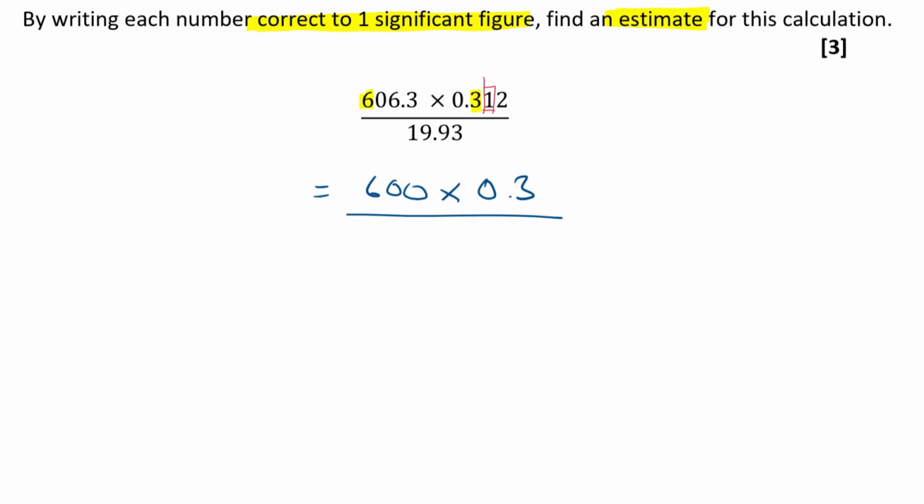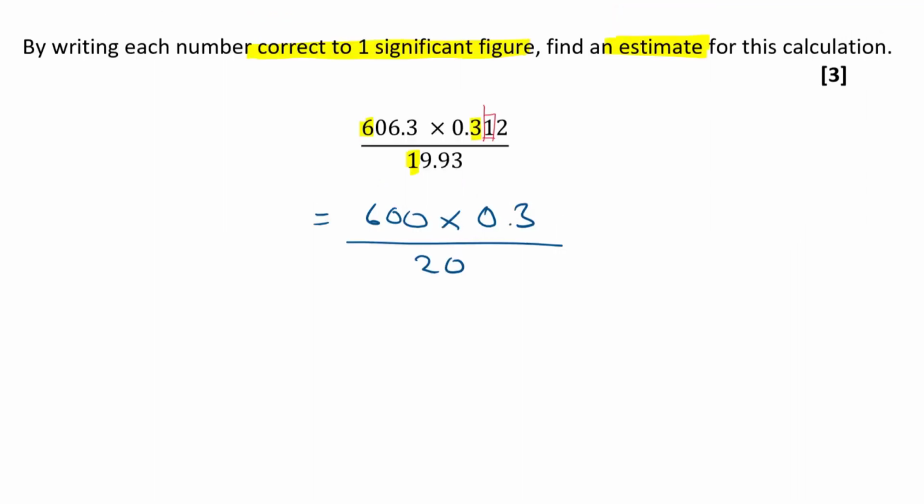Finally, 19.93. The first significant figure is that 1, which is in the tens column. So rounding 19.93 off to the nearest 10, that's going to be 20 then, isn't it? So my calculation becomes 600 times 0.3 divided by 20.